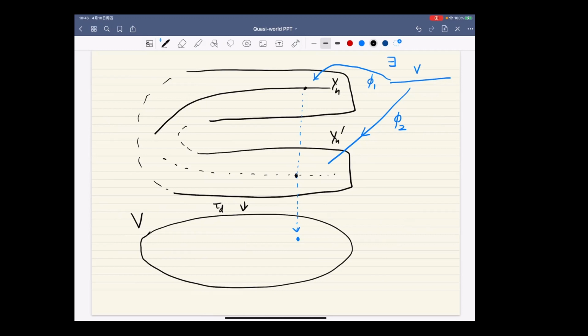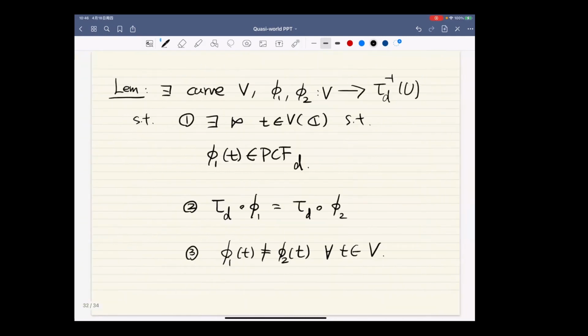So basically, the idea is that here this yn and yn prime, maybe they are two curves, but we can parameterize them by just one curve V with two different morphisms. And we can write this in one lemma.